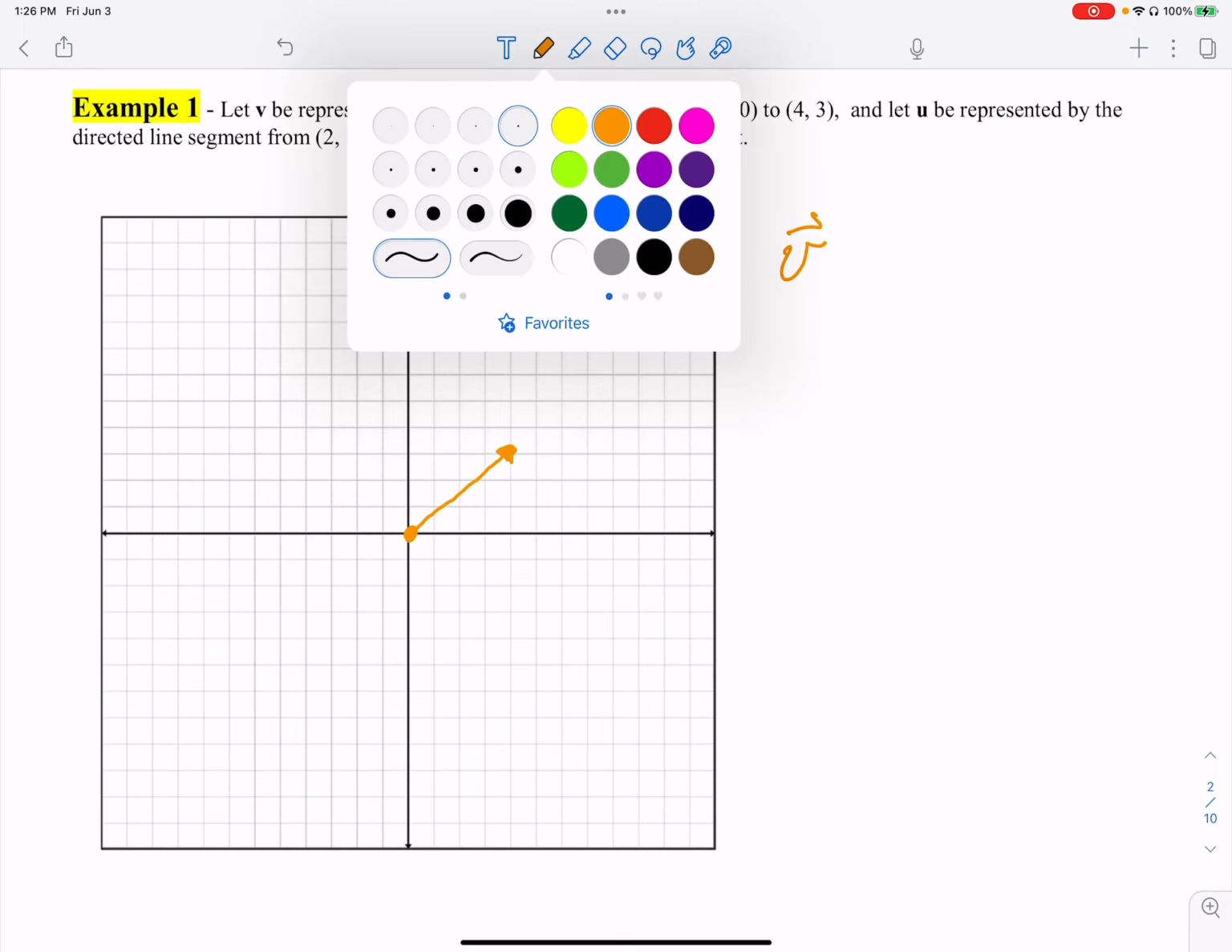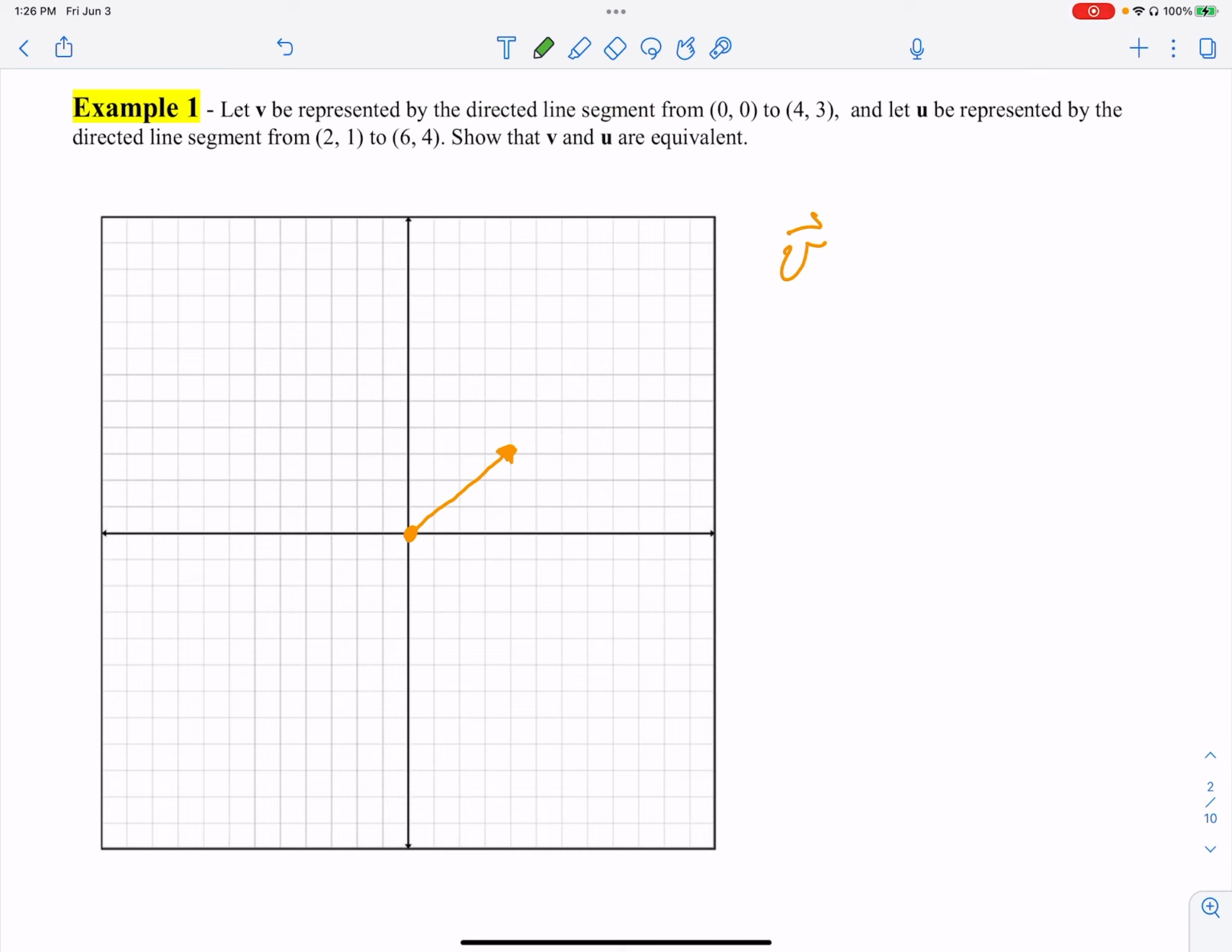All right, I have another vector. It says let U be the vector represented by the line segment (2, 1). So I'm going to plot (2, 1) to (6, 4). That is that line segment. Now, we could use our eyes and say, okay, well, those look the same, but we know at this point that doesn't work in math. Unfortunately, they want to know more.